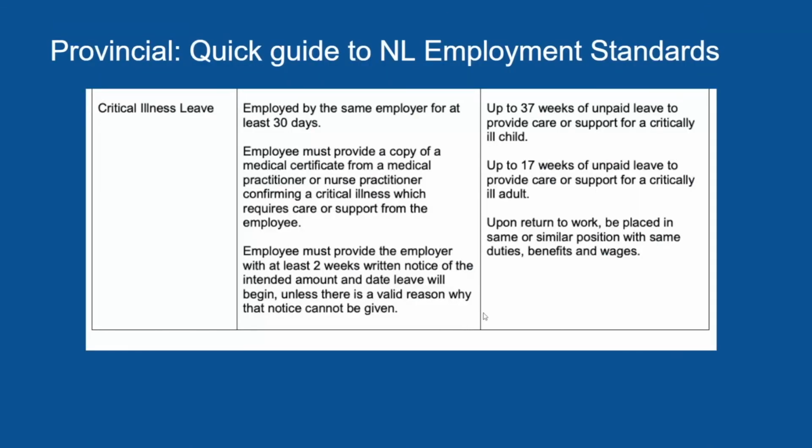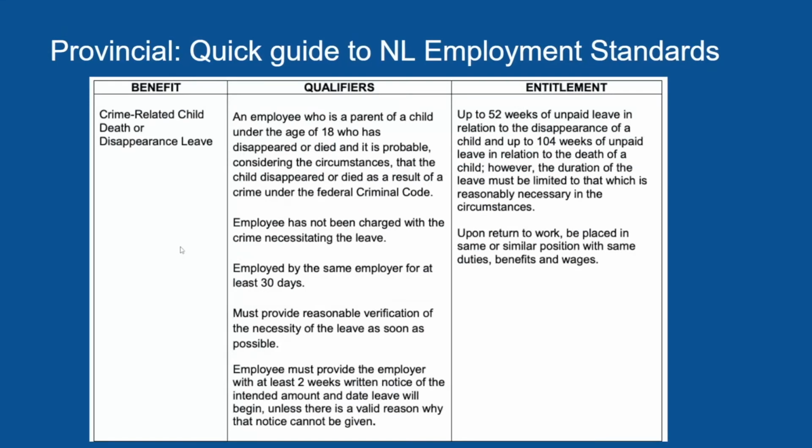Critical illness leave, that's kind of a new one that's been added on, but same basic type of situation where someone is sick. If you're employed for 30 days, you're eligible for 37 weeks of unpaid leave to take care of a child, 17 weeks if you're taking care of an adult. Crime-related death and disappearance, this is a very new one. And again, it is hopefully something that none of us will ever have to use, and that's where you have a child abducted through some crime or some criminal related event, and that's time that you can get off for that.